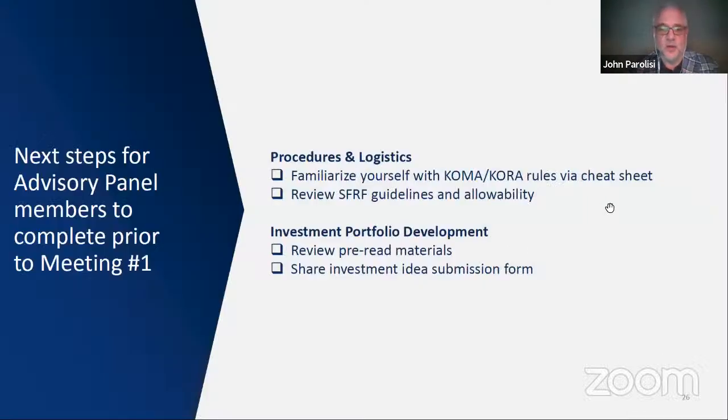So in terms of the next steps, and then we'll start going through, open it up for Q&A through the chat, and looks like we already got some questions in the chat. We'll answer those as best we can. But next steps for the advisory panels, one would be to familiarize yourselves with the COMA and CORA rules, as well as review the SFRF guidelines and allowability. But once again, at a more detailed level around the ideas, we'll be providing expertise to help think about those things. And on the investment portfolio development side, review the pre-reads materials. A lot of work has been put into pulling together pre-reads that analytically lay out the situation within the state in those areas, as well as seeing what some other states are doing, and share that investment idea submission form.